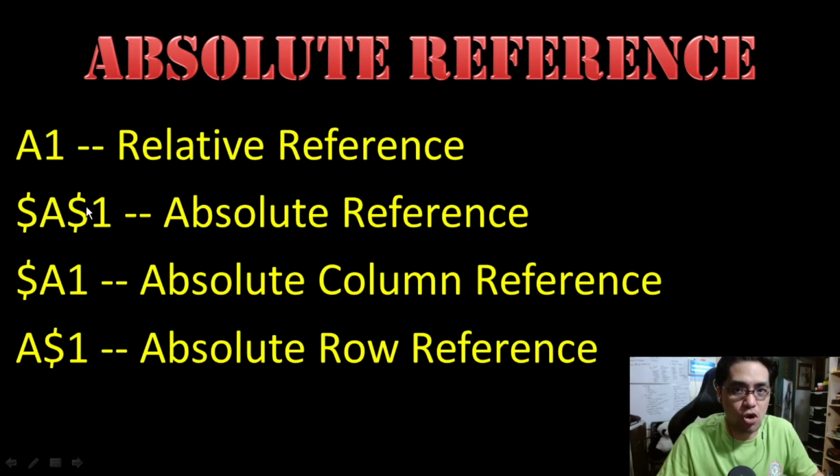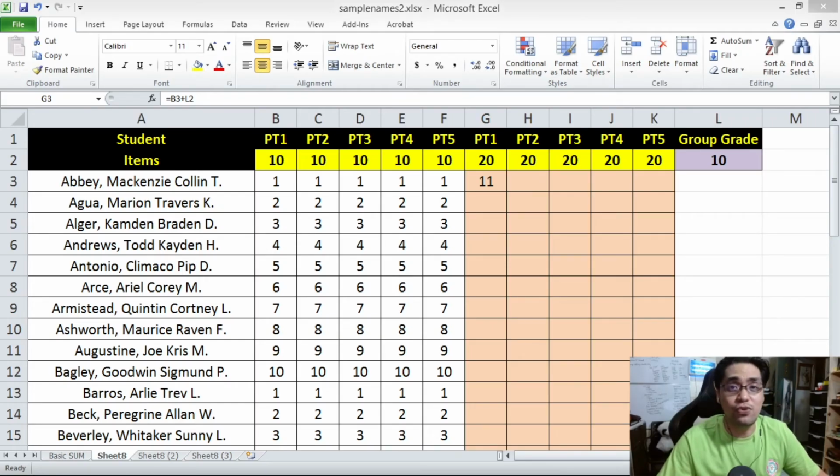If you want just the column to stick, but the row to adjust, you have here what we know as an absolute column reference, because only the column part, which is A, has the dollar sign. So if you copy-paste this somewhere else, only the row will adjust, not the column. And lastly, you have the absolute row reference because only the row has the dollar sign. So if you copy-paste this cell reference, only the column will change, but not the row. Well, the best way to teach you is to show you, so let's try this.